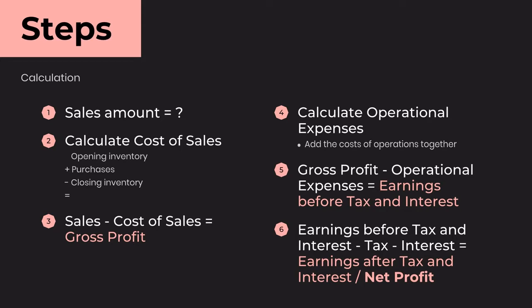Doing the actual calculation for our income statement, the first step is taking our sales amount, which we copied from the nominal section. Then we have to calculate our cost of sales. We would take the opening inventory plus the purchases minus the closing inventory will give us our cost of sales amount. Then we will take our sales amount and deduct the cost of sales, giving us the gross profit.